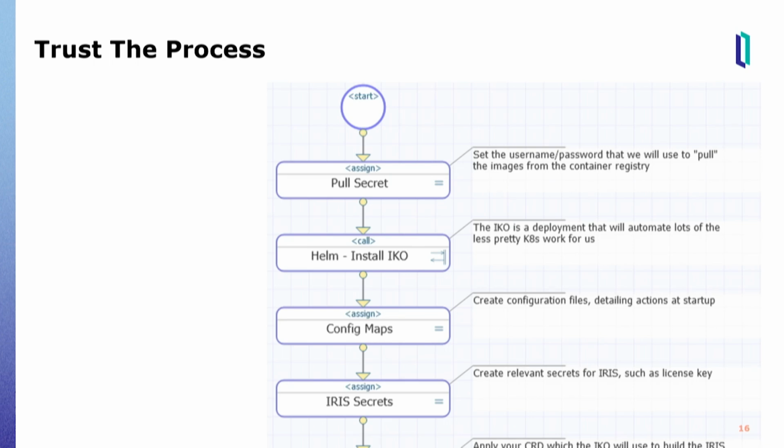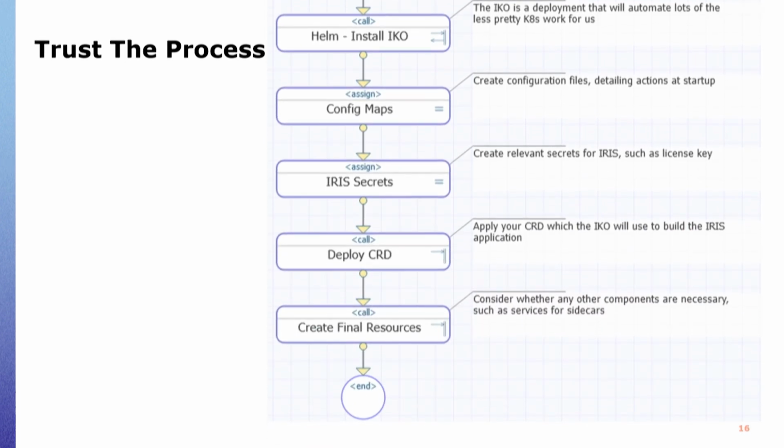Then we're going to need to install the IKO. So this is with a Helm chart, okay? That Helm chart, one thing to note is that we need to actually download that from software distribution on the WRC. So the images are all available on the ICR, but the Helm chart, okay, and all the folders and things that come along with it, we're going to need to download that from the WRC. Then we can set up any config maps and IRIS secrets, so maybe that's the license key or other things like that, okay? And then we're going to deploy our CRD.